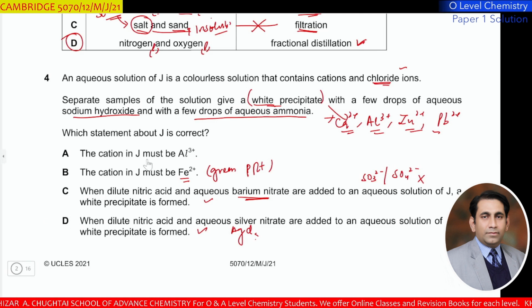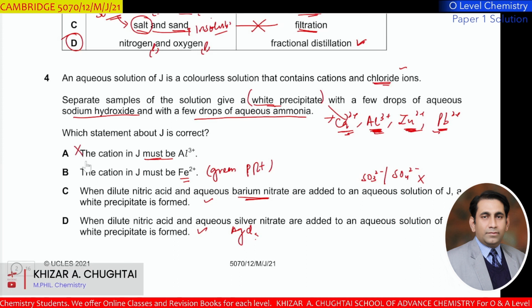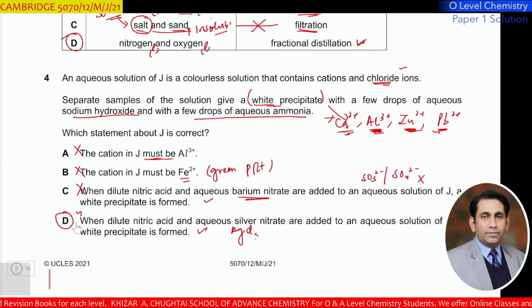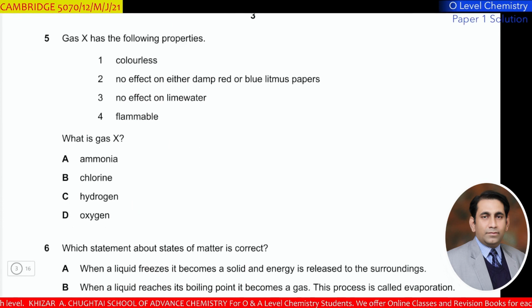The first one is wrong. It may be calcium, it may be aluminium, it may be zinc, or it may be lead. That's why the first option is the incorrect option. B is incorrect, C is incorrect, and ultimately the correct option is option D. Question number 5. The gas X has the following properties.